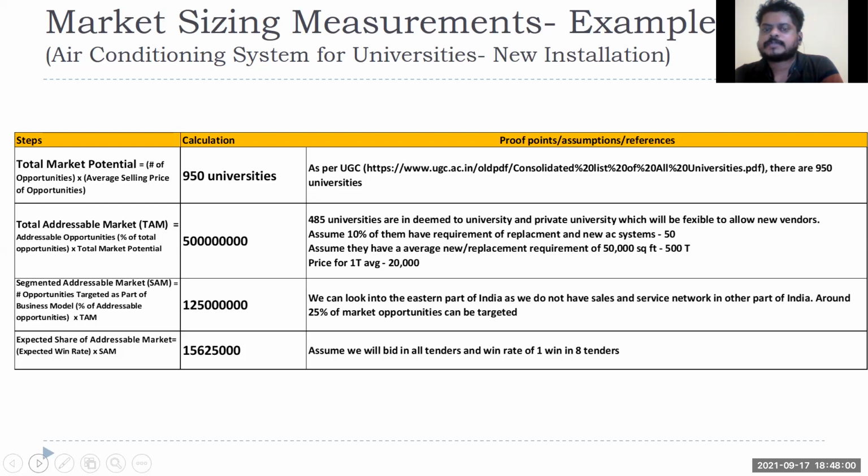Assume 10% of them have a requirement of replacement or new AC systems, right? So around 485, 10% is 48. So take 50. Again, this 10%, if I'm doing a case interview in front of an interviewer, I can make my own assumption, because let's say I have not worked in that kind of company. I can always take an assumption. But if you're working in a company, this data is easily available, right?